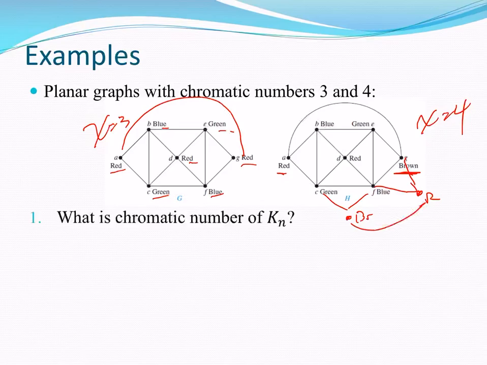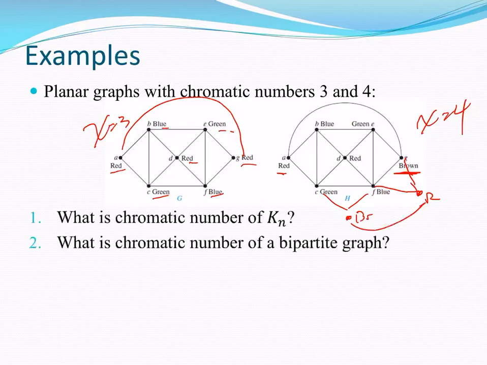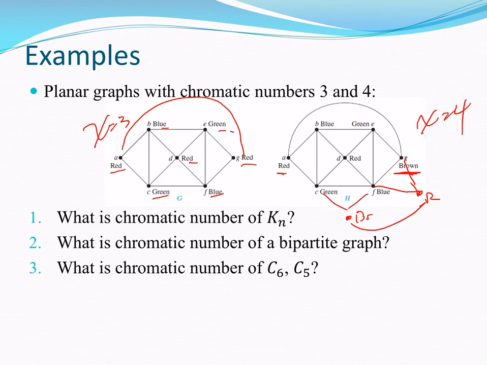Let's think about some different graphs. What is the chromatic number of the complete graph with n vertices? What is the chromatic number of the bipartite graph? And what is the chromatic number of the cycle graph with 6 vertices and the cycle graph with 5 vertices? Well, with a complete graph, I have an edge between every pair of vertices. That means I will need n colors so that no two adjacent vertices share a color.